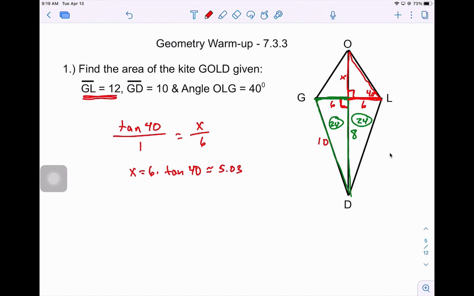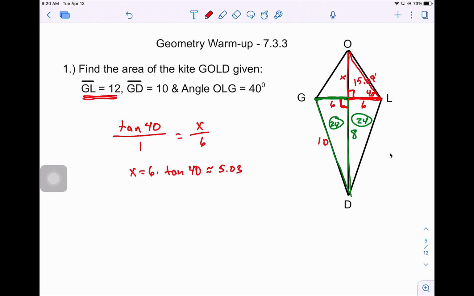And now it's 5.03. And now I've got enough information to find the area of each of those triangles. 6 times 5.03 divided by 2, and what do you get? What's the area of each one of those triangles? Should be like 15 point something. It's 15.9. Okay. So 15. No, wait, 15.09. Okay, sounds good.